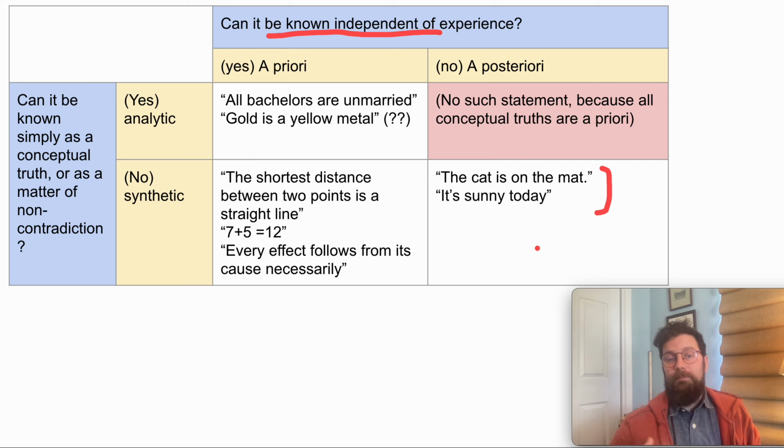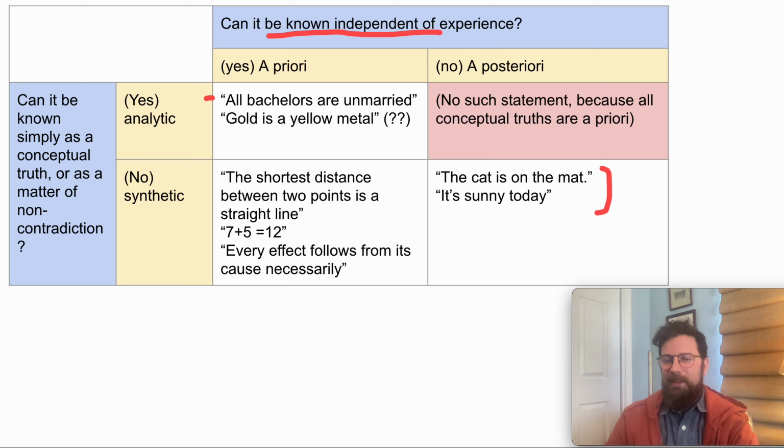Right. And then Kant is going to ask us, well, we can ask the independent of experience question, but then we can also ask the question, can something be known as a conceptual truth or as a matter of non-contradiction? And if something is just about conceptual truth or just about not contradicting yourself, he's going to say that's an analytic statement. So, famous analytic statement: all bachelors are unmarried. You don't have to meet a bunch of bachelors and check whether they're also married. You just have to understand what it means to be a bachelor, right? To be a bachelor is to be something like an unmarried, eligible man.